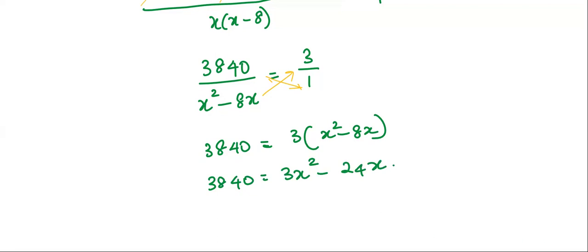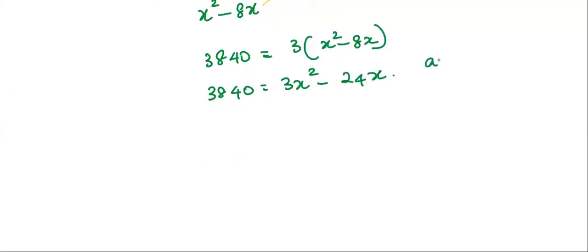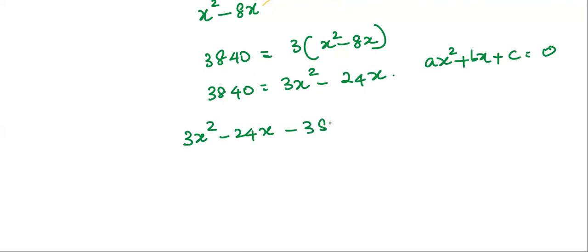Now let's rearrange this properly to standard form. What is the standard form of the quadratic? ax square plus bx plus c is equal to 0. So first you should have the x square term, then x, then the constant term. So we'll rewrite 3x square minus 24x, and bringing 3840 to the other side becomes negative 3840, which is equal to 0.